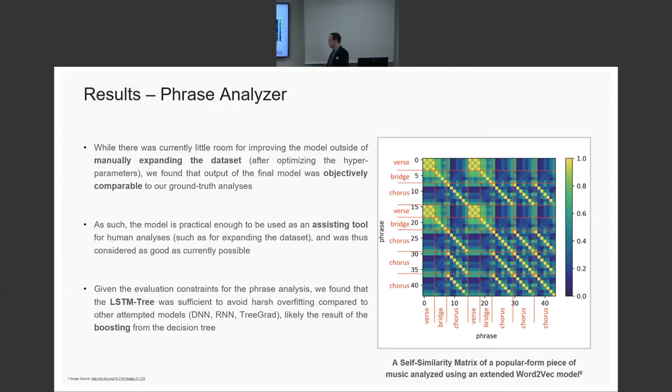So given the evaluation constraints for the phrase analysis, we found that the LSTM tree was sufficient to avoid harsh overfitting compared to other attempted models such as DNN, RNN, and TreeGrad, which is likely the result of the boosting that it gets from the decision tree.